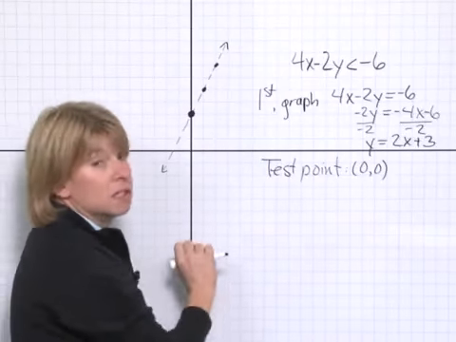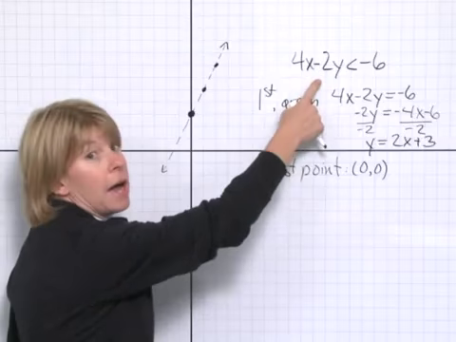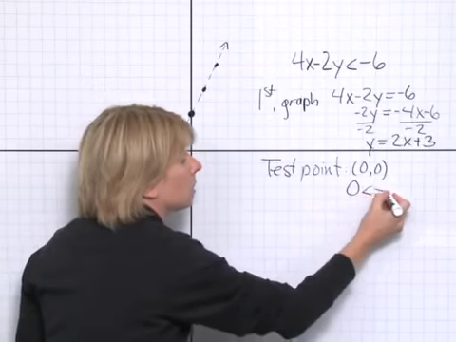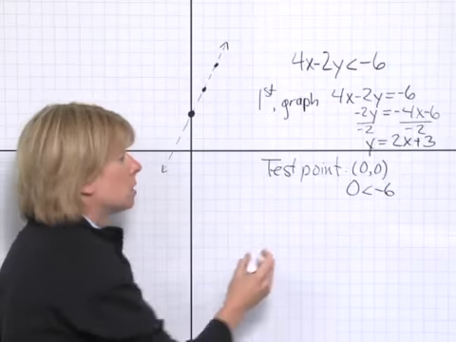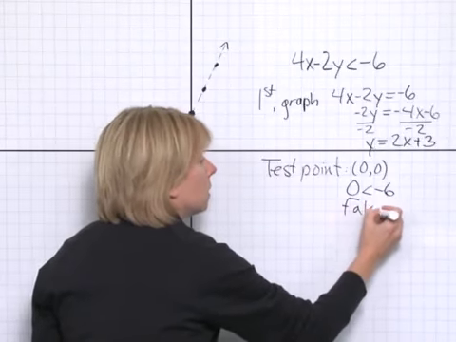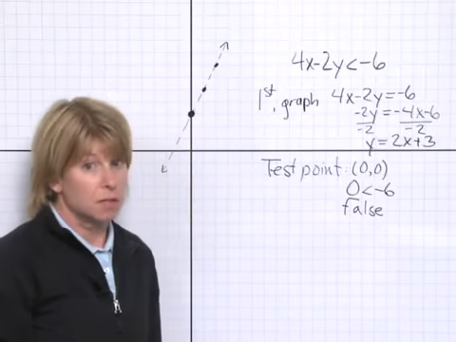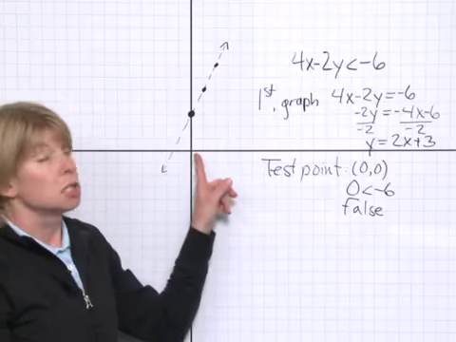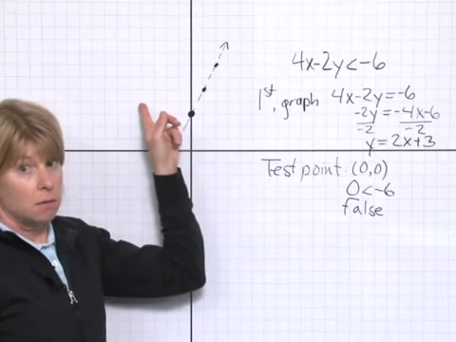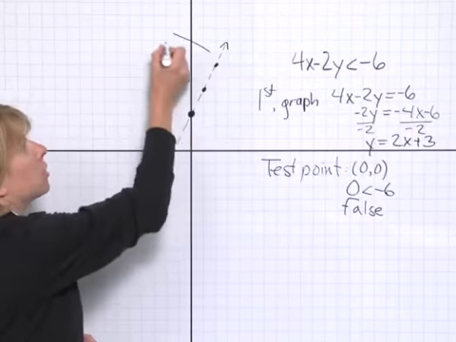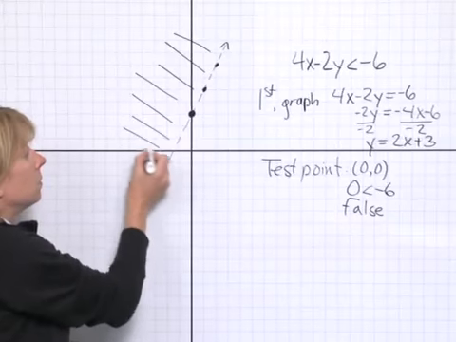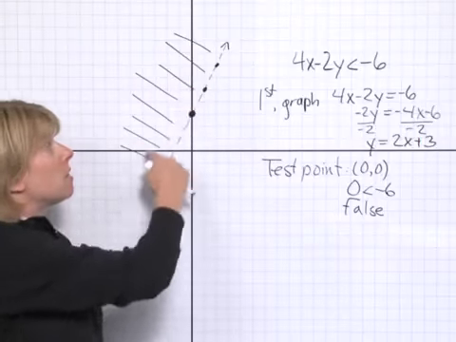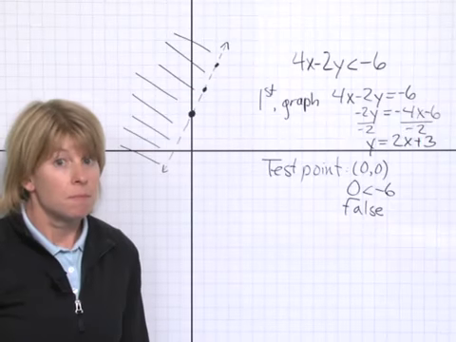Letting x and y both be 0, I get 0 on the left is less than -6. And that is false. 0 less than -6 is a false statement. So that means I do not want to include 0, 0 in the solution set. In other words, I want to shade the other side of the boundary line. So there's our graph for the inequality. Every point on this side of the line is a solution to the inequality.